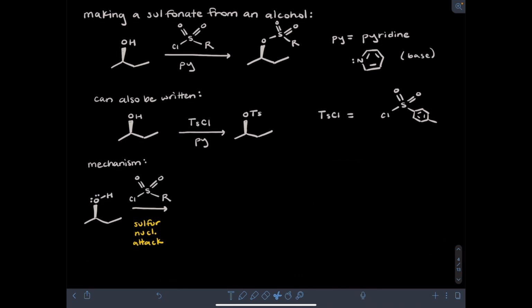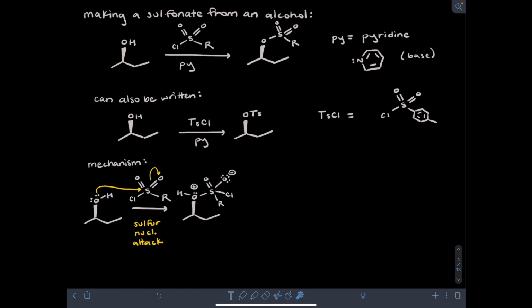We can look at the mechanism for formation of this sulfonate from the alcohol. In the first step of the mechanism, the oxygen is going to act as the nucleophile, and it's going to attack the sulfur, which will behave as an electrophile. I'll draw two curved arrows for this nucleophilic attack at sulfur, from an oxygen lone pair to sulfur, and breaking a sulfur-oxygen pi bond and bringing those electrons up to oxygen.